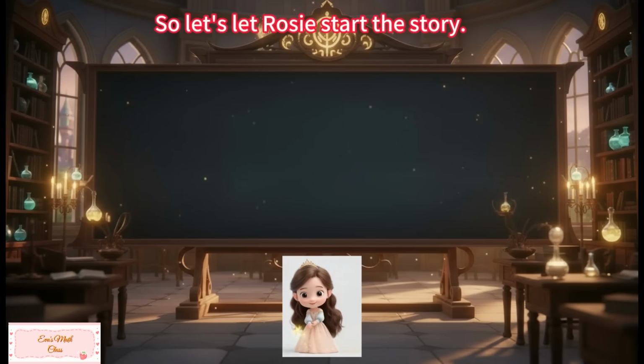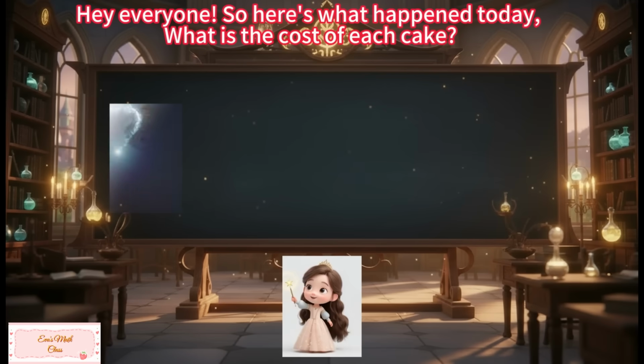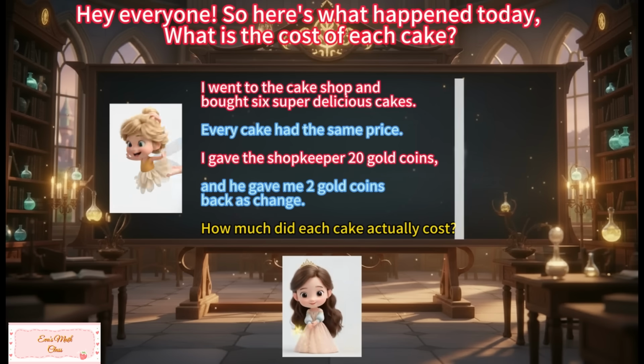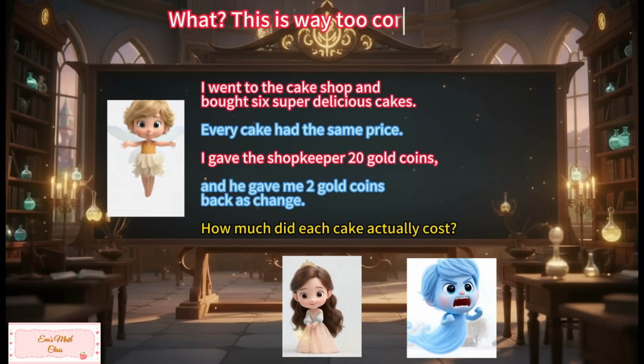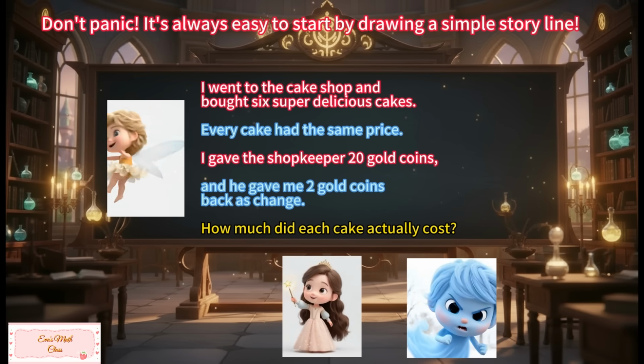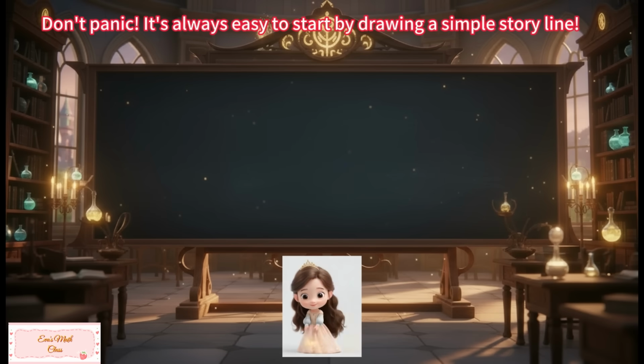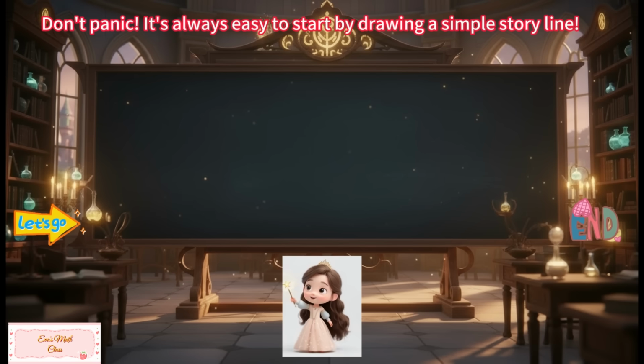So let's let Rosie start the story. Hey everyone, so here's what happened today. What is the cost of each cake? What? This is way too complex. Don't panic! It's always easy to start by drawing a simple storyline.